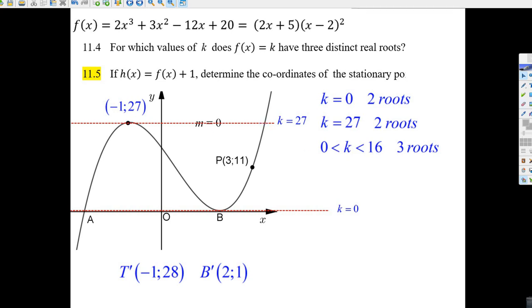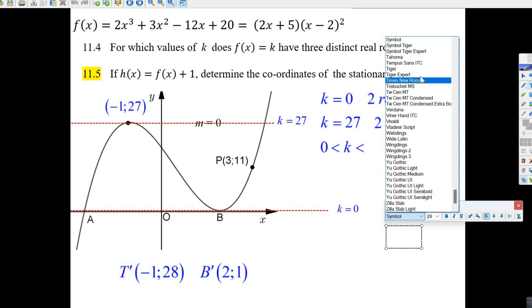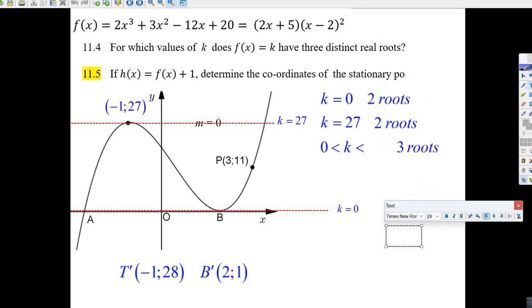So our answer is that k has got to be less than 27, but bigger than 0. And that's our answer. So that's all we do. We go k is less than 27. So let's write that in there. k is less than 27, but greater than 0. That's where it hits in exactly 3 places.